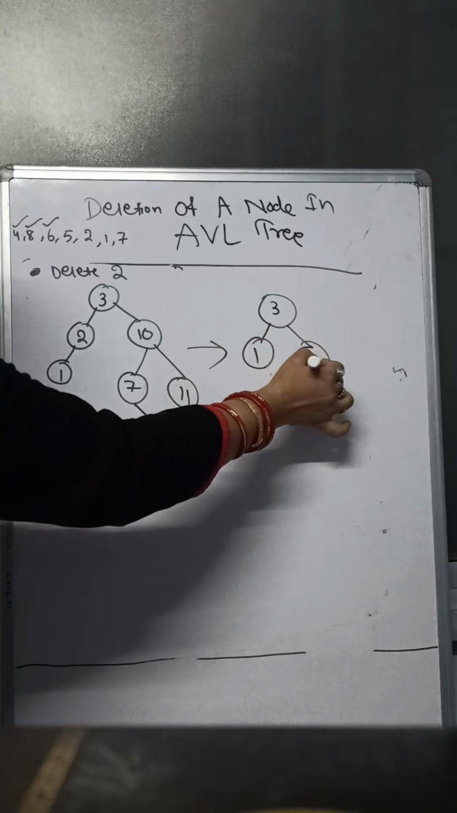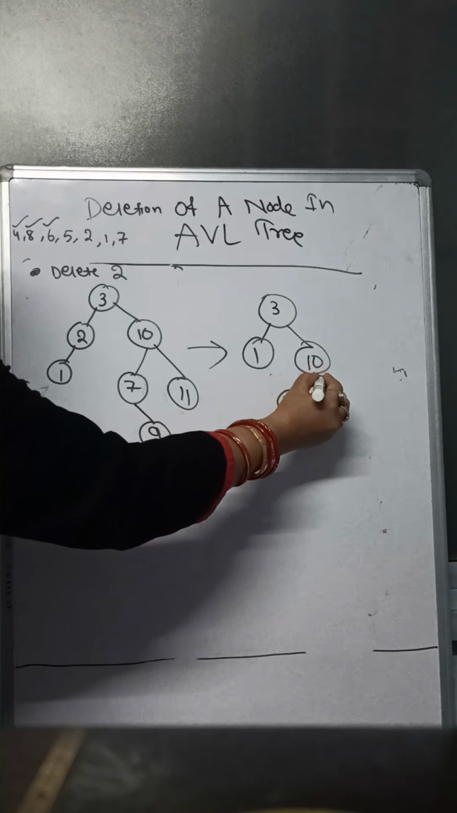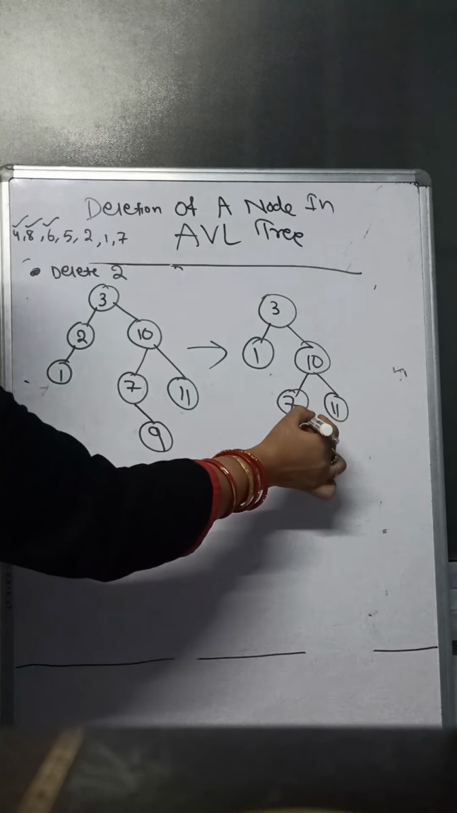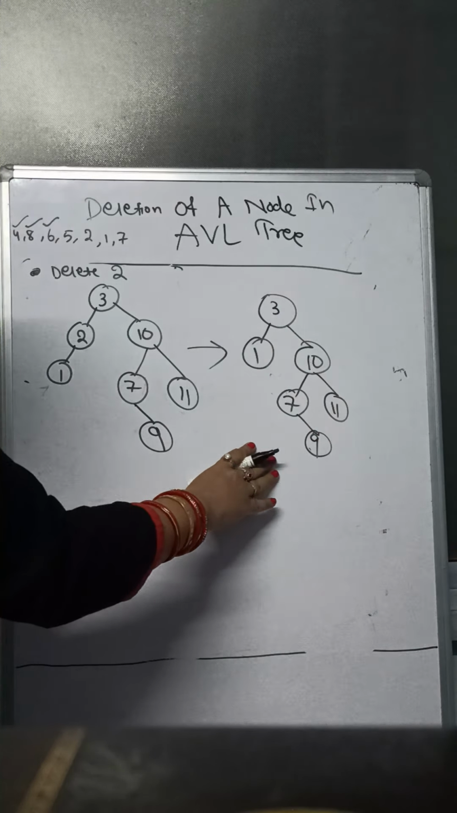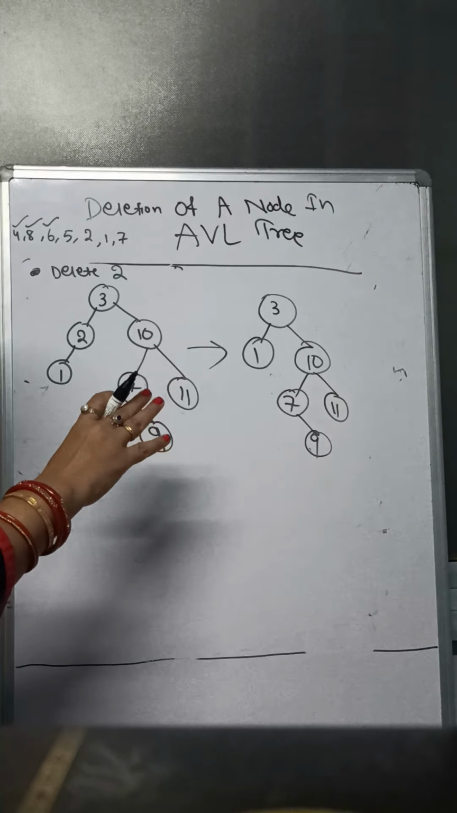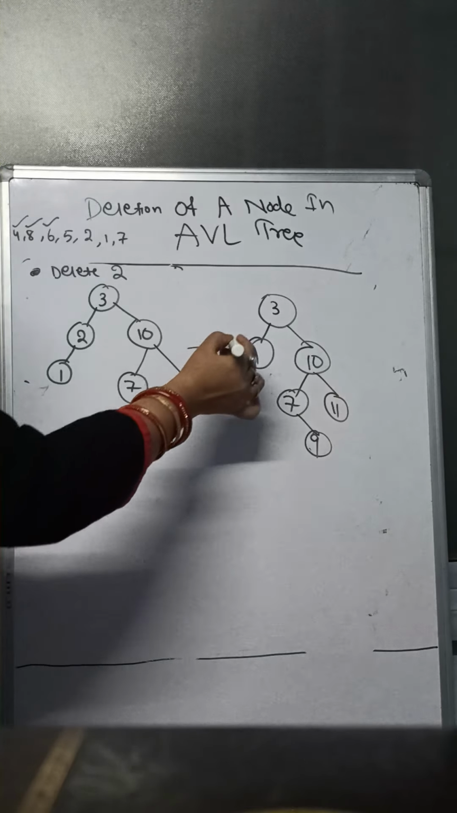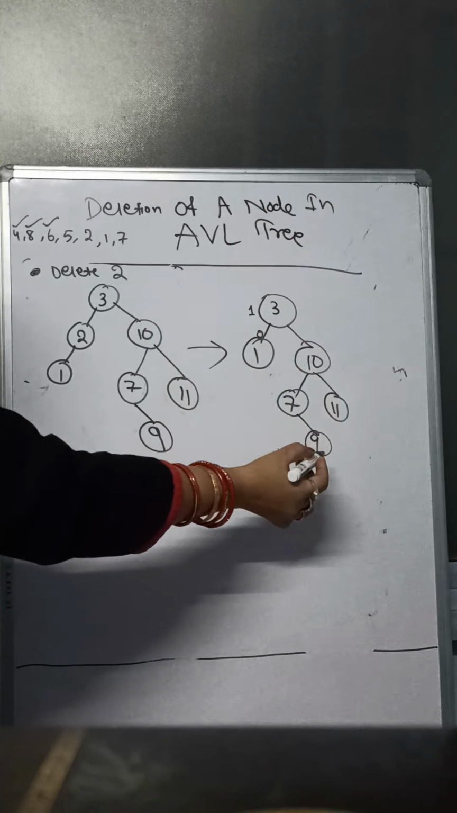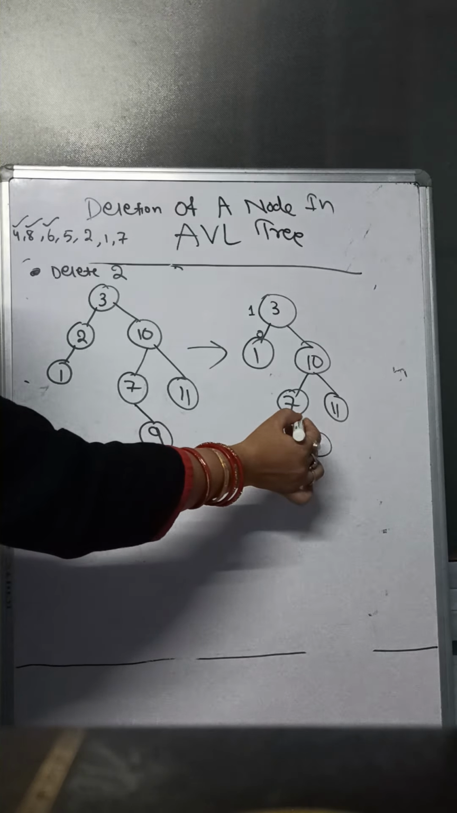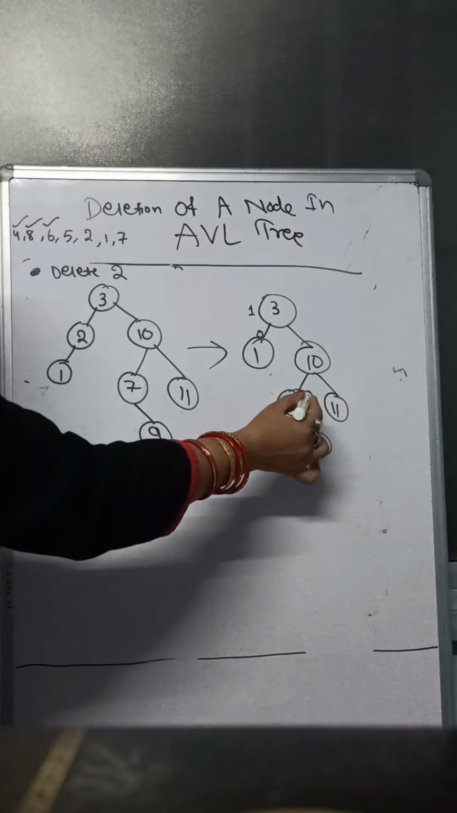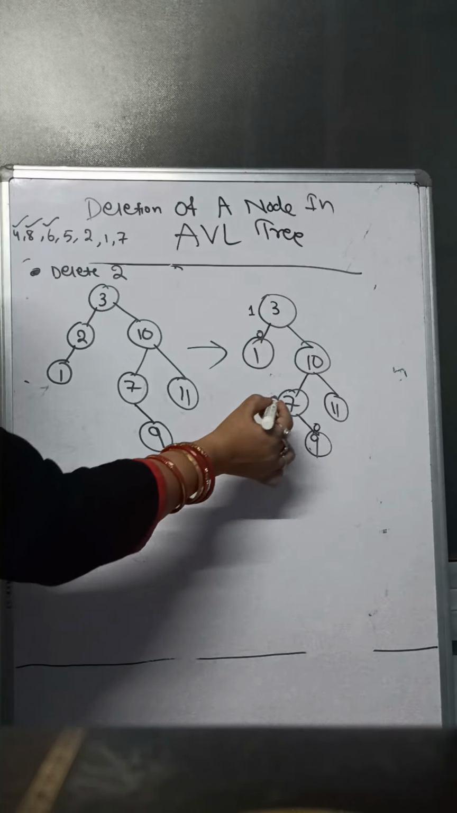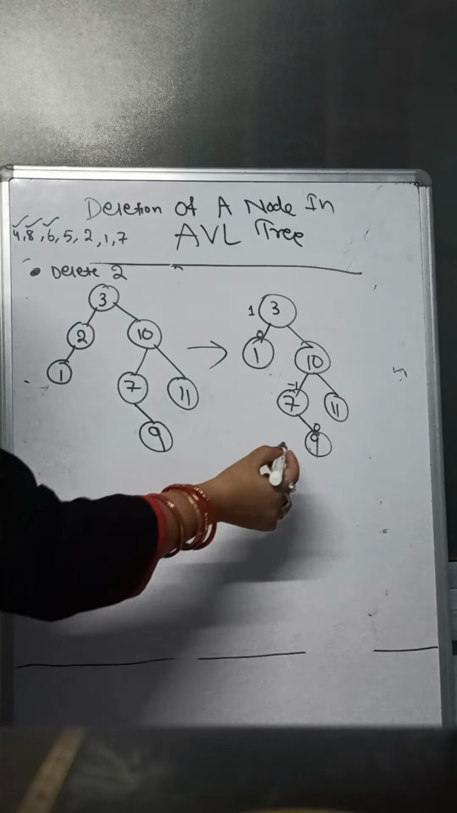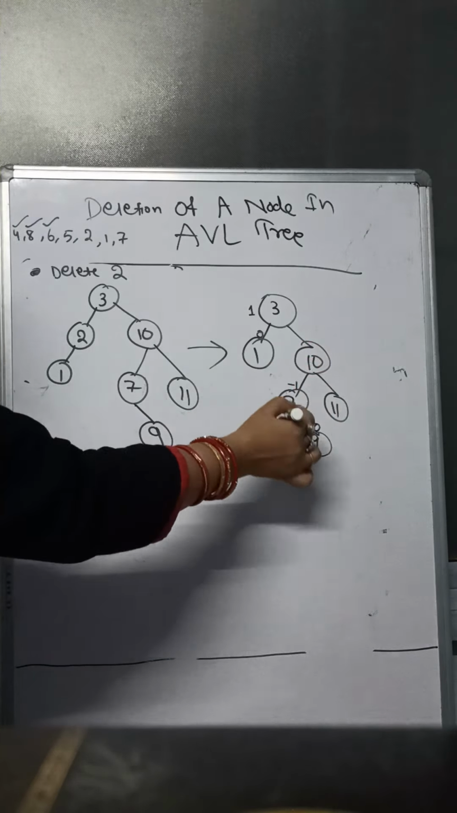Then 10, 7, 11, then 9. Okay, so now I have to calculate the balance factor. This is 0, this is 1. Now I have to calculate the right parts. Here, 0 means this node's right part is present, left part is not present, so here you use minus 1. This node's left part 0, 1, 2. This is 0, minus 1, so here 1, balanced.